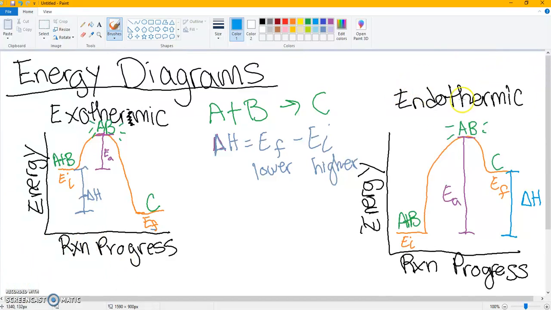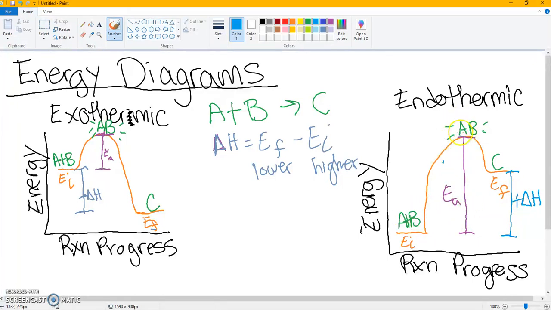So if I look at an endothermic diagram, the initial energy is actually lower than the final energy. My reaction has to absorb energy in order to get to the transition state. Therefore, the activation energy is quite large. And if I look, final minus initial, in this case, would be a positive value. So I'm going to have a positive delta H.